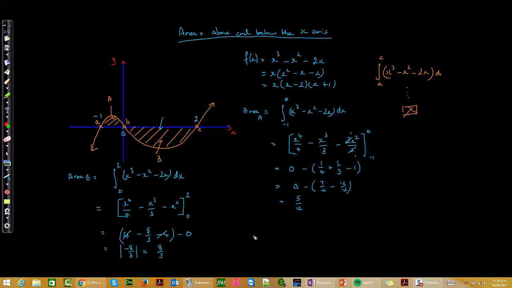So the final answer, the area required, would be positive 8 thirds plus the 5 twelfths. Okay, which is going to be, let's do a bit of fraction work, times those top and bottom by 4, 32 twelfths plus 5 twelfths, going to give 37 twelfths. And let's just put units squared for the area. Okay, so that's an example where we've got area above and below the x-axis.